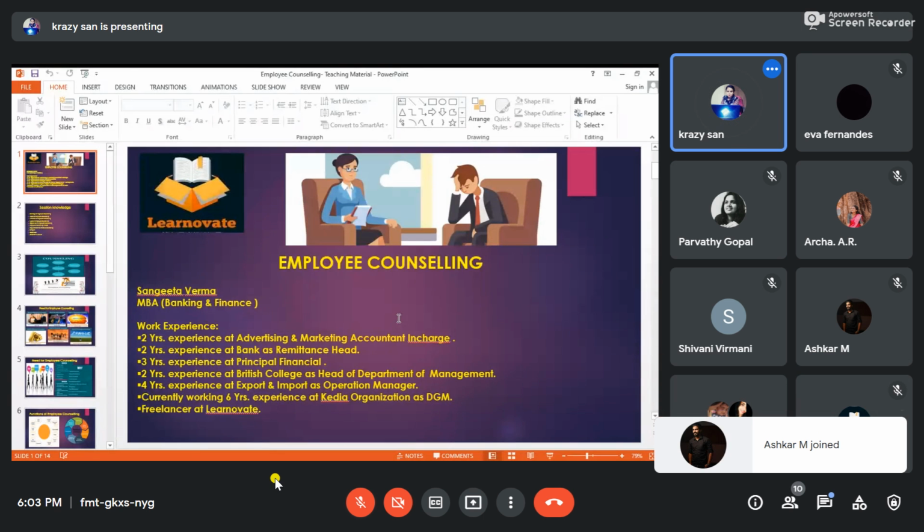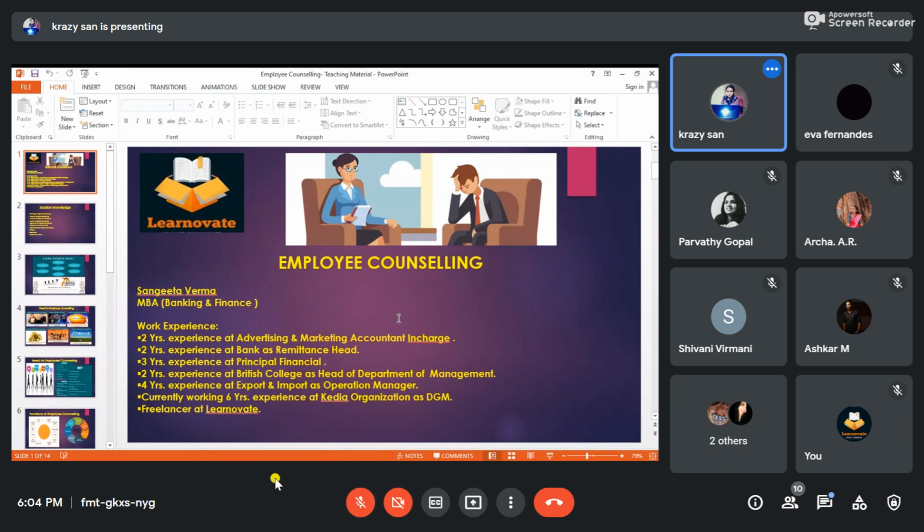Okay, let me introduce myself to you all. I'm Sangeeta Verma with an MBA in Banking and Finance. In the slide, you can see my work experience with an advertising and marketing agency, a bank, a finance company, a college, an export import company, and recently I'm associated with an organization as a DGM, which is also an import export company in various products. Along with that, I'm with Learnovate as a freelancer.